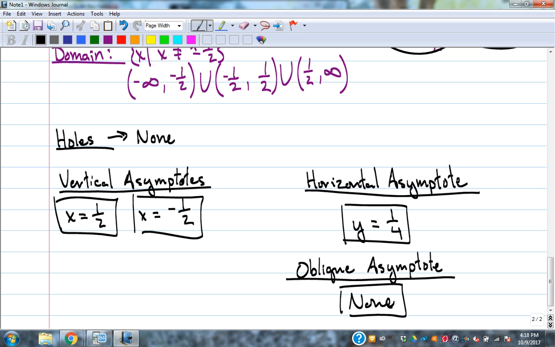Okay. Most likely on a Canvas quiz and on the test, I'm not going to ask you for all of these things. I might ask you for one of those things. What's the oblique asymptote for this one? One of the answer choices might be none. So, being able to recognize that. But it does take going through this process to get there. Let's do another problem.